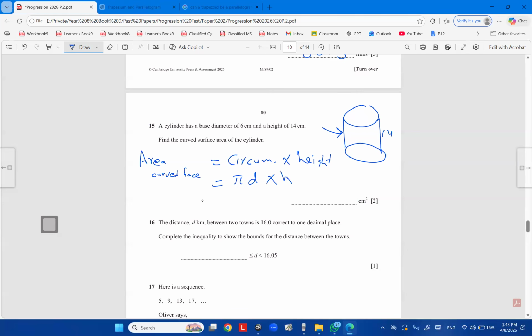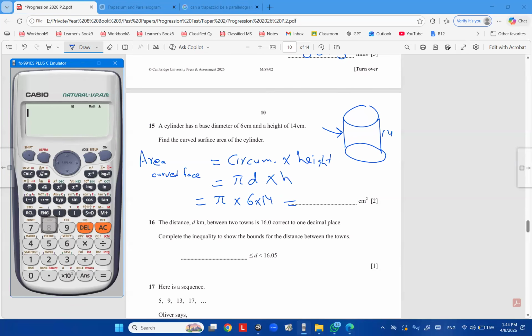times height. So on my calculator, I'm going to do pi, multiply that by the diameter, which is 6, multiplied by the height, which is 14. This is going to give you the area of the curved face. So I'm going to do this on my calculator, shift to find pi, multiplied by 6, multiplied by 14 equals 263.9.